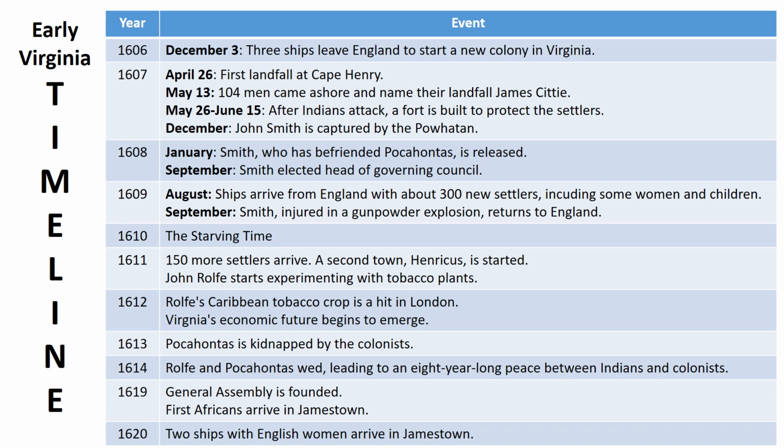1613, Pocahontas is kidnapped by the colonists. 1614, Rolfe and Pocahontas wed, leading to an 8-year-long peace between Indians and colonists. 1619, General Assembly is founded. First Africans arrive in Jamestown. 1620, two ships with English women arrive in Jamestown.